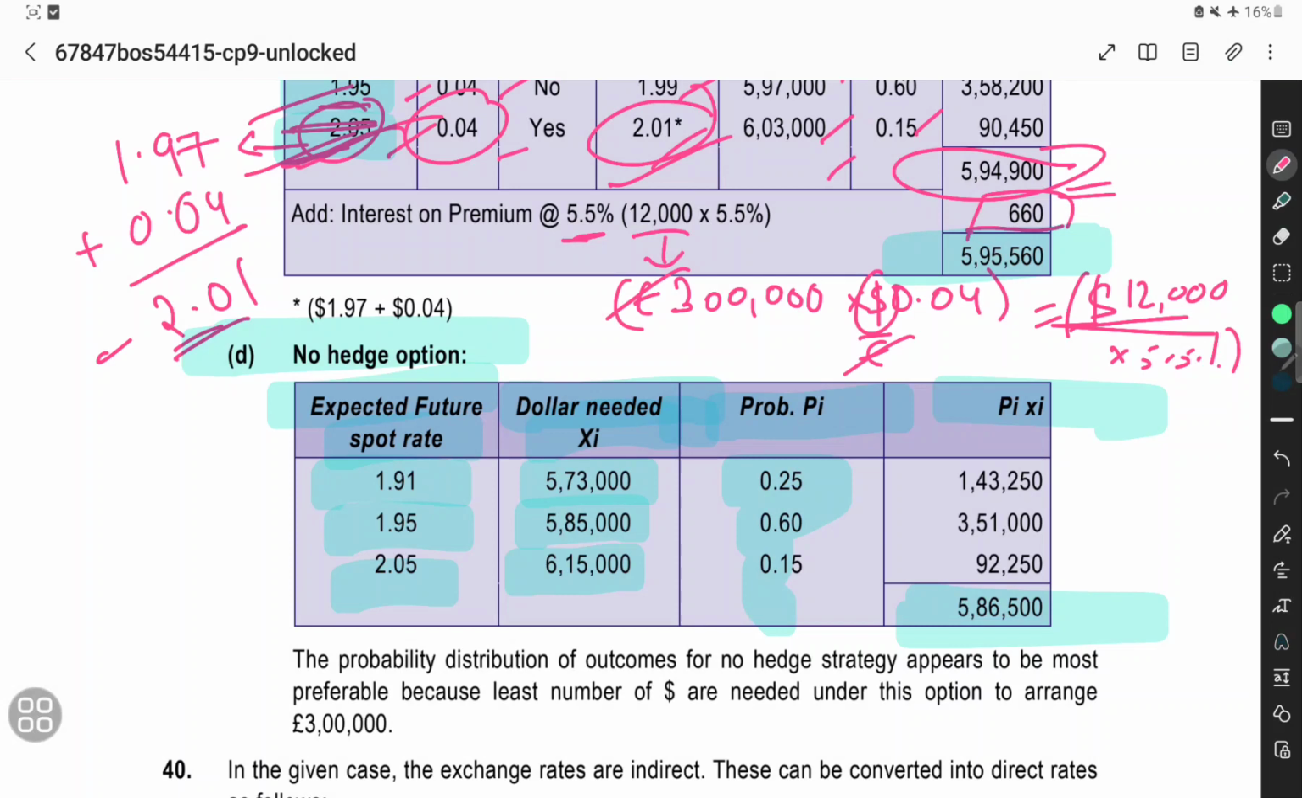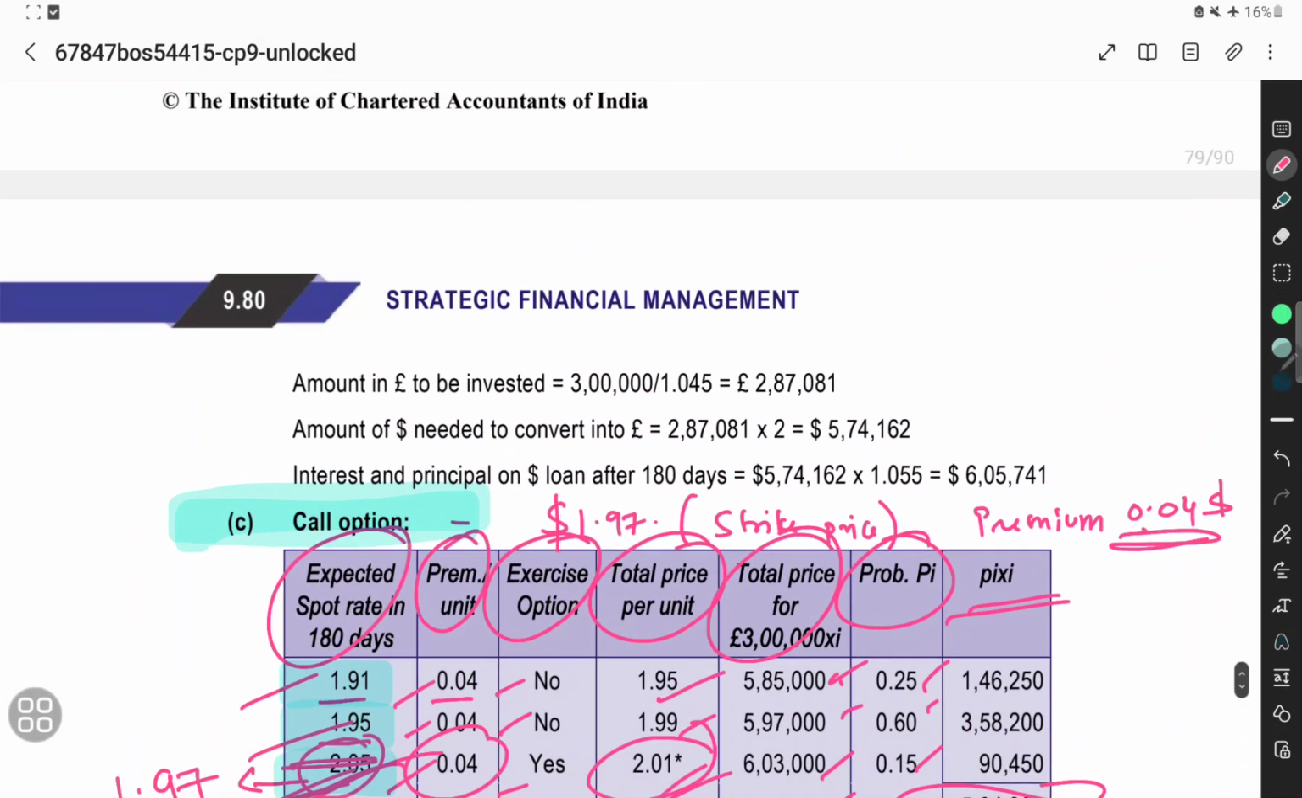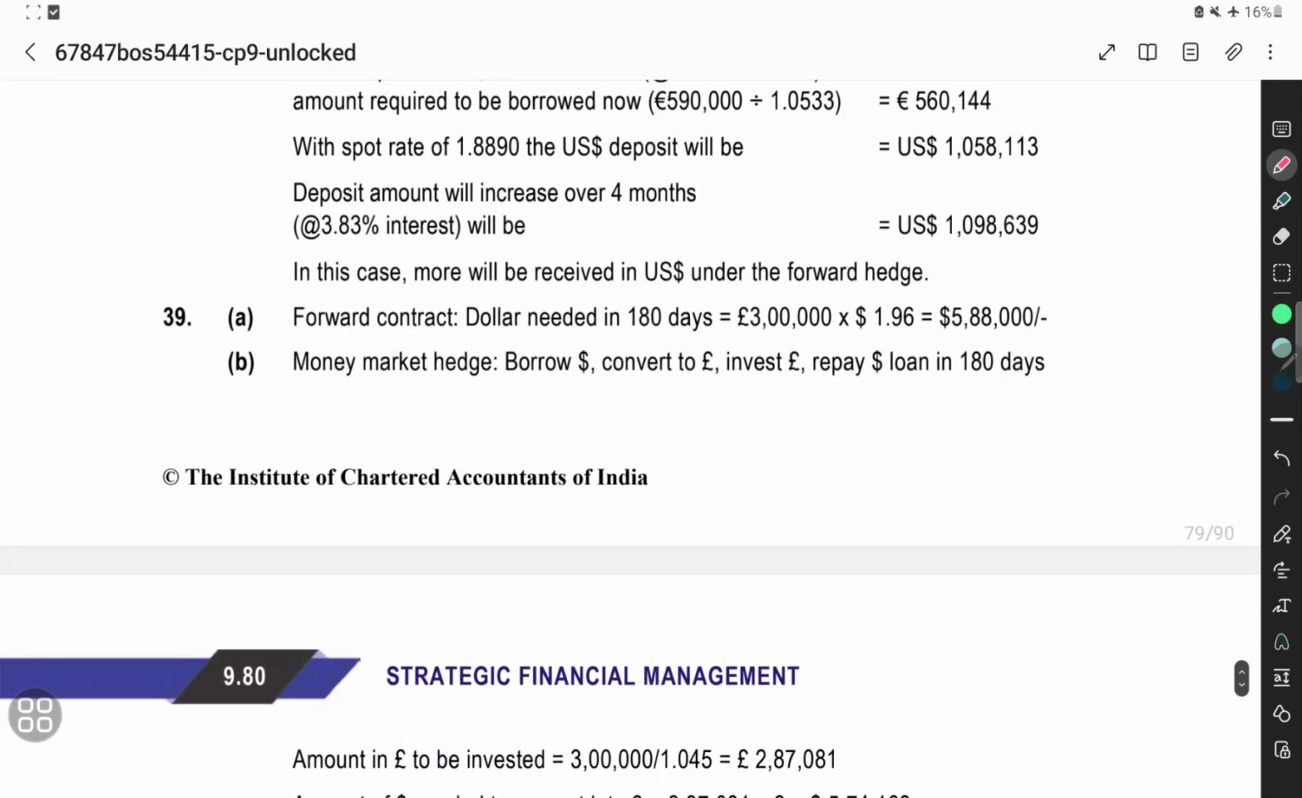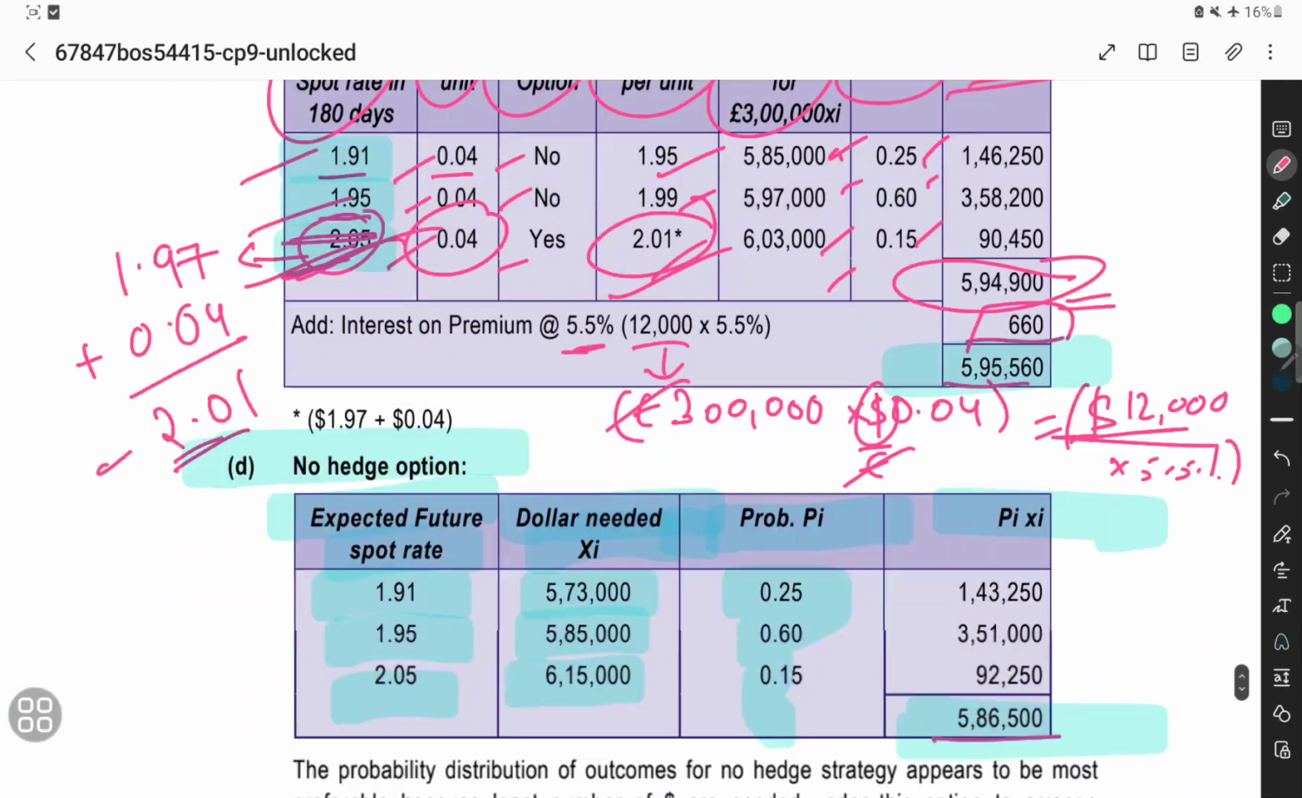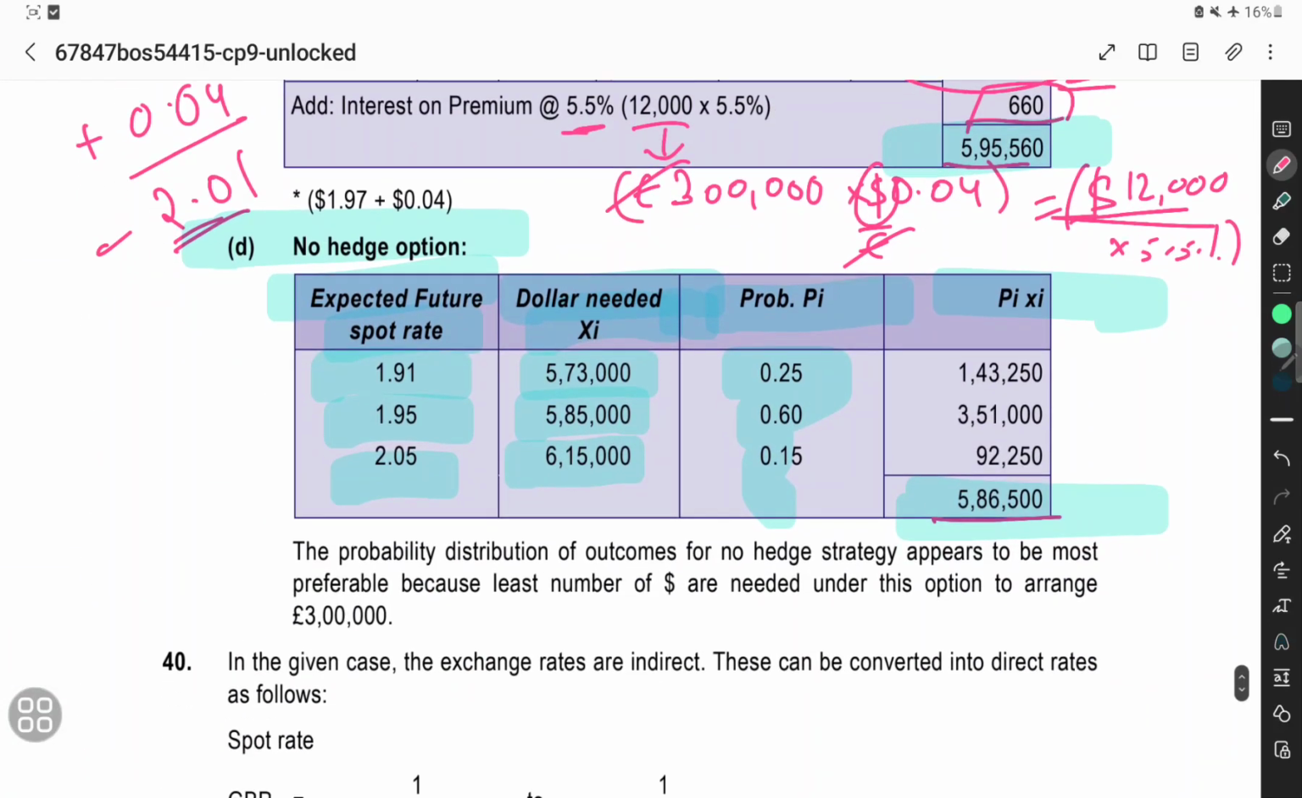Done. So now we've done everything. Now we have to compare in which of the 4 cases my outflow is the least. So if I compare this 586,595, then it is 6,05,741, and the forward, the outflow was 5,88,000. So if I compare everything, the least is this no hedge technique. If I don't do anything, my outflow is going to be the least, which is 5,86,500.